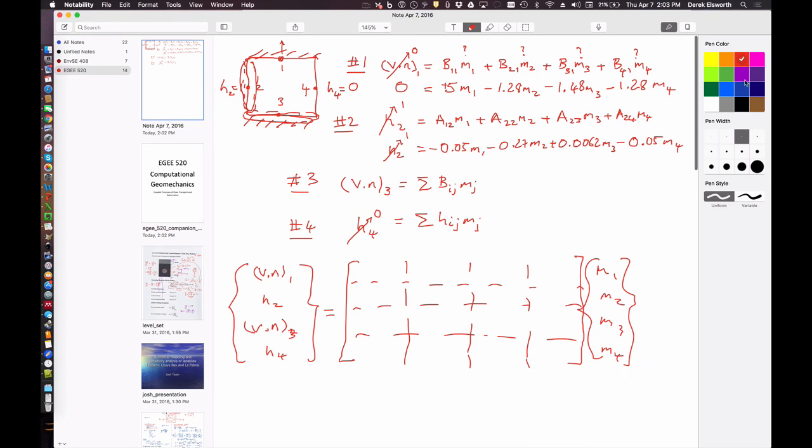And it would be, I'm just going to change color to make it more apparent, it would be this. So I think it's 5. It is minus 1.28. It is minus 1.48. And it's minus 1.28.